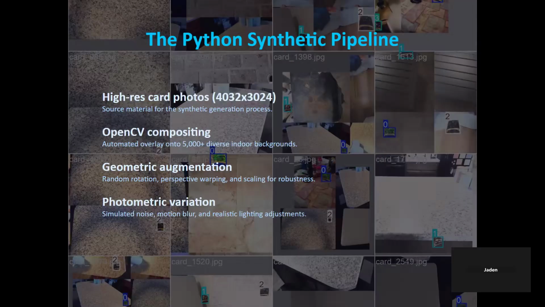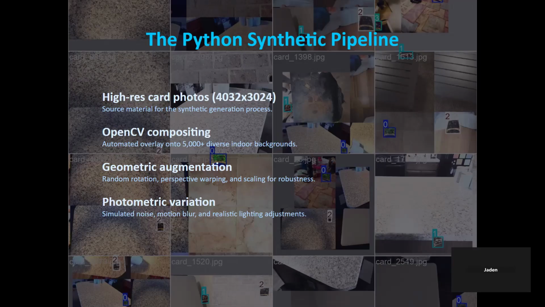So the synthetic pipeline used high resolution photos, 4K by 3K. I used OpenCV to overlay those onto about 10,000 images. That ended up being less than 500 background images combined with the source cards, which was about four source cards in the training, in combination with using geometric augmentation.